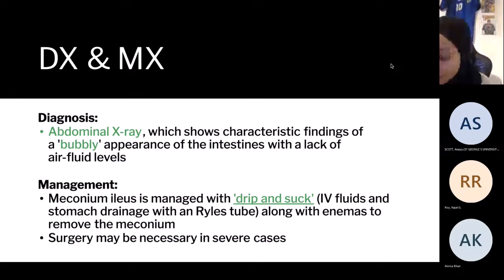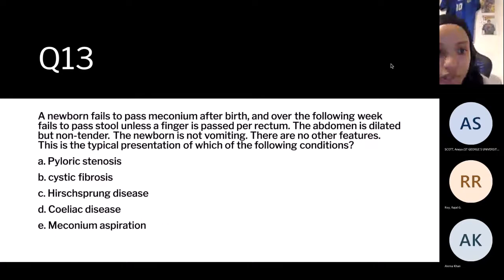I hope that's okay. Do let me know. So we'll move on to the next question. A newborn fails to pass meconium after birth, and over the following weeks fails to pass stool unless a finger is passed per rectum. The abdomen is dilated but non-tender. The newborn is not vomiting. There are no other features. This is a typical presentation of which of the following conditions? Is it pyloric stenosis, cystic fibrosis, Hirschsprung's disease, celiac disease, or meconium aspiration?